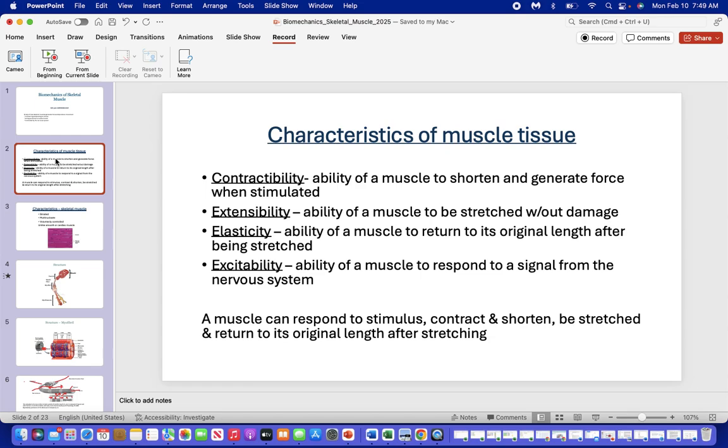Extensibility is the ability of a muscle to be stretched without damage. Elasticity is the ability of a muscle to return to its original length after being stretched. And excitability is the ability of a muscle to respond to a signal from the nervous system.